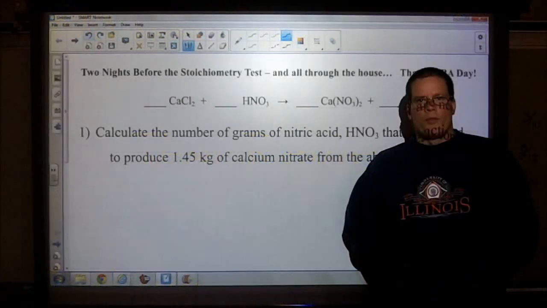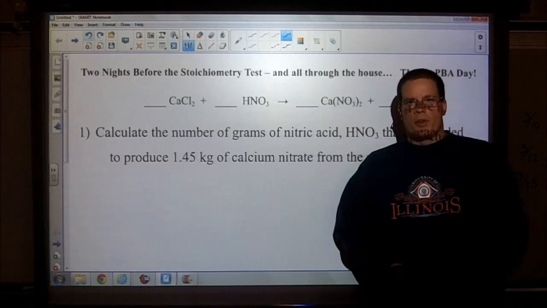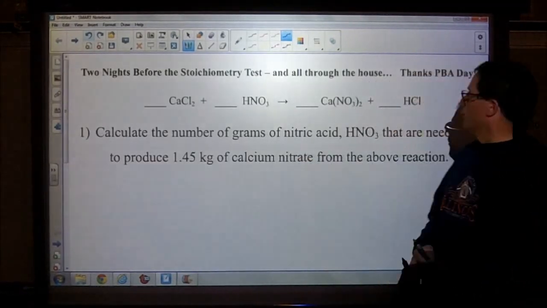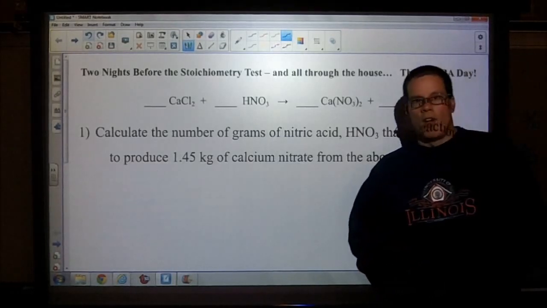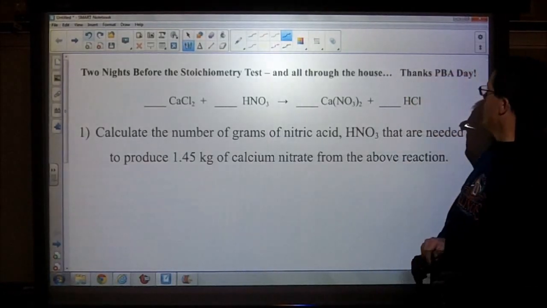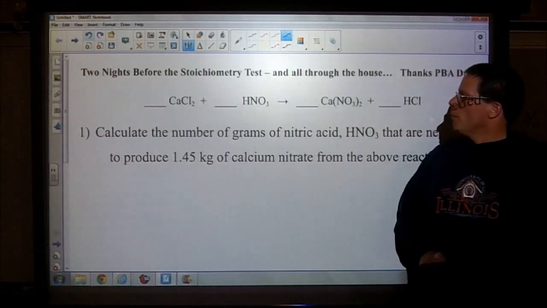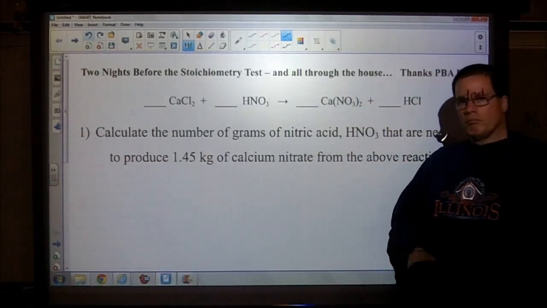This is the test review, or one of the final test reviews for the stoichiometry chapter, right before the test. I made this worksheet up a couple of years ago, back when we used to have professional development days. So PBA may not mean anything to you, I just haven't taken that off. But these are some good questions, so let's work them out.